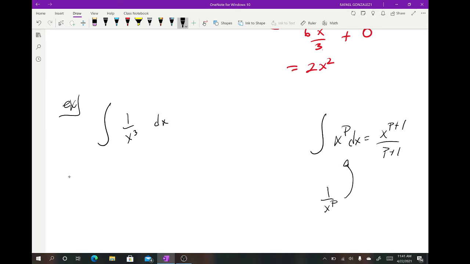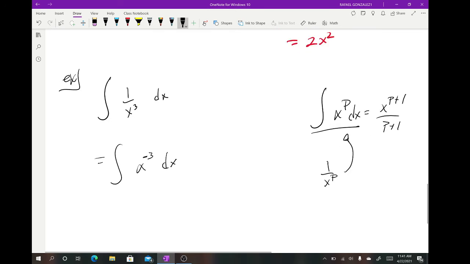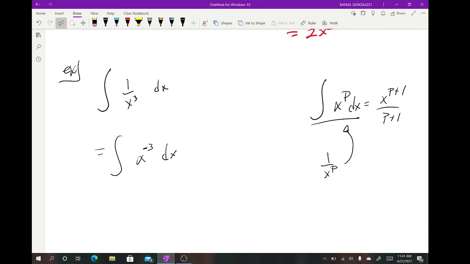So we rewrite it so that we get x to the negative 3 dx by the rules of exponents. And now this definitely looks like our rule, and then we can apply the theorem. So the theorem says that this is going to be equal to x to the p, well, p in this case is negative 3, plus 1, divided by p plus 1, which again is negative 3 plus 1.